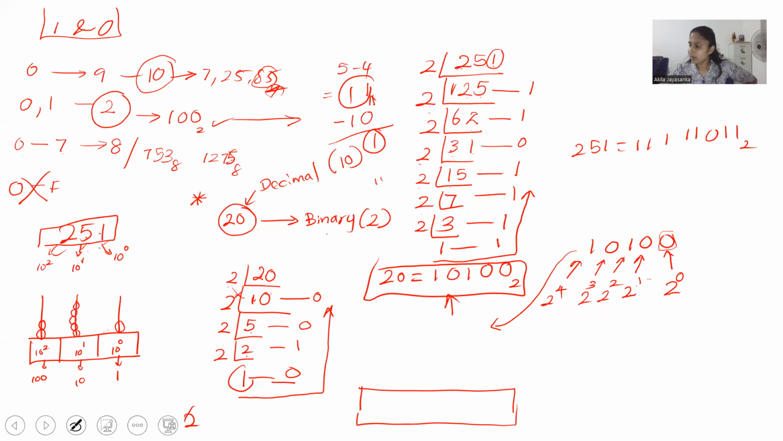Right? 1, 2, 3, 4, 5. There should be 5 places. So I am going to divide this one into 5. 1, 2, 3, 4, and 5. Right? So this place is 2 to the power 0. This one is 2 to the power 1, 2 to the power 3, 2 to the power 4, and 2 to the power 5.